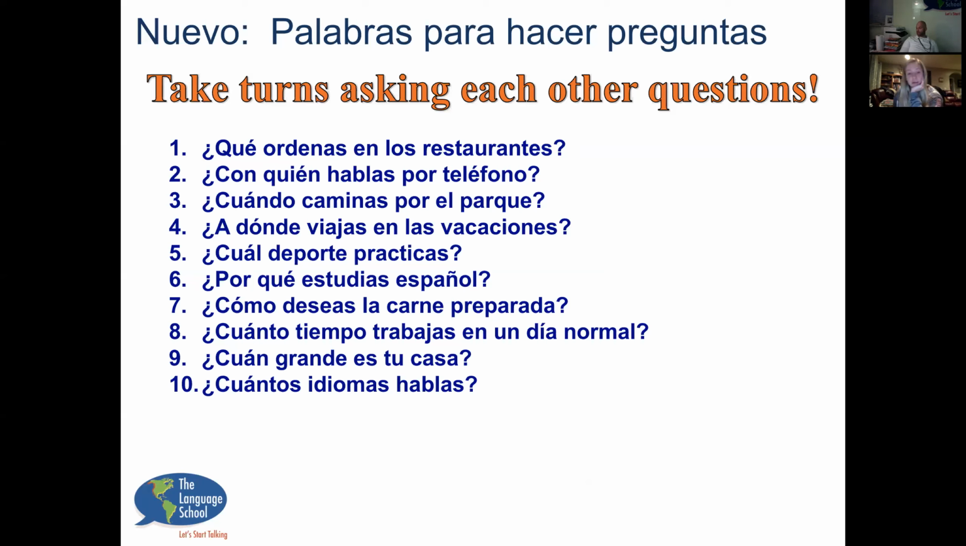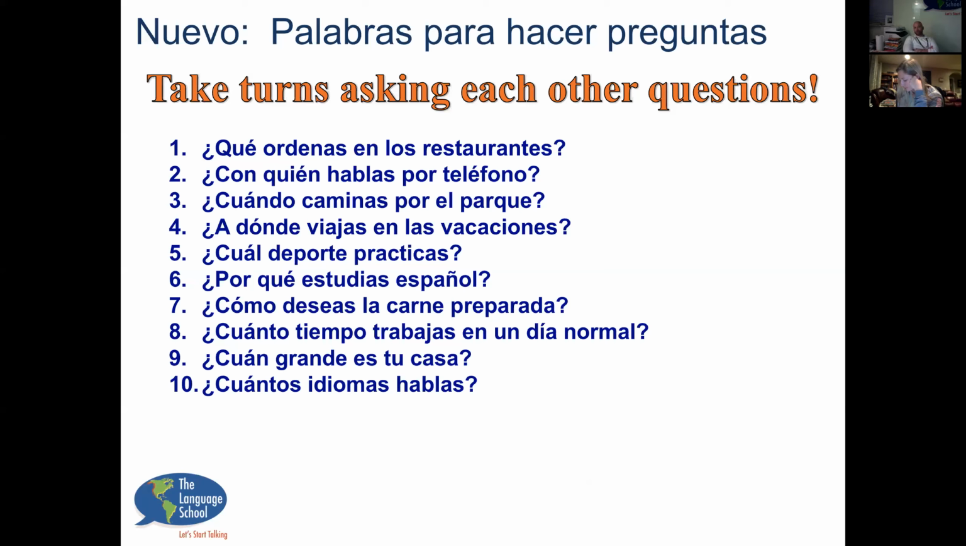¿Cuán grande es tu casa? Mi casa es grande. How do you say, or cómo se dice, like, I guess fairly big. I don't know. You could say mi casa es bastante grande. Okay. Mi casa es bastante grande.